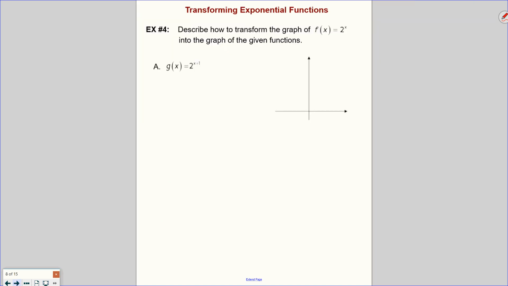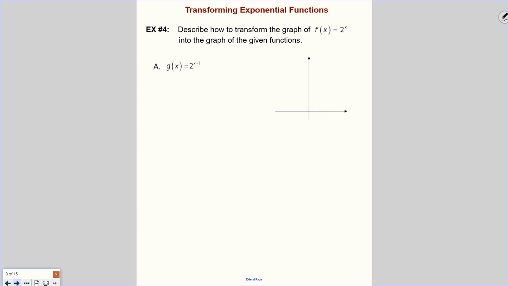Okay, so now we can describe transformations the same way we do anything else. So if we have the graph of f of x equals 2 to the x as our parent function, then we want to look at what happens if we do 2 to the x plus 1.